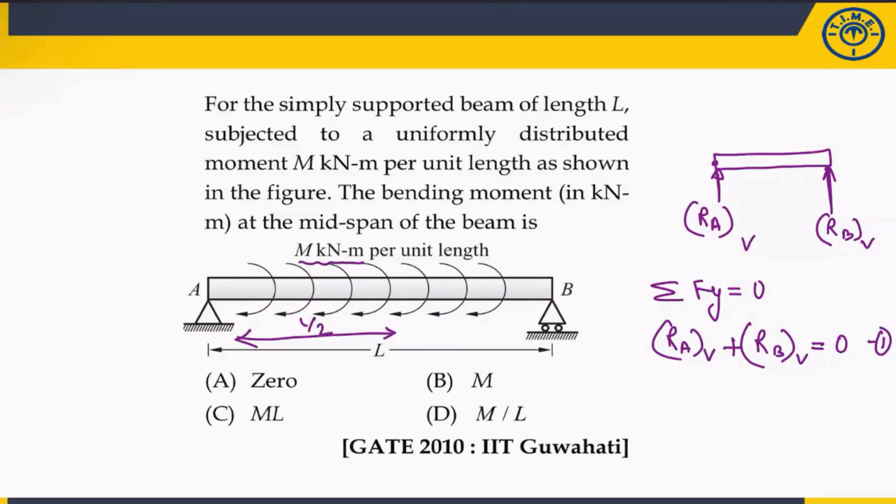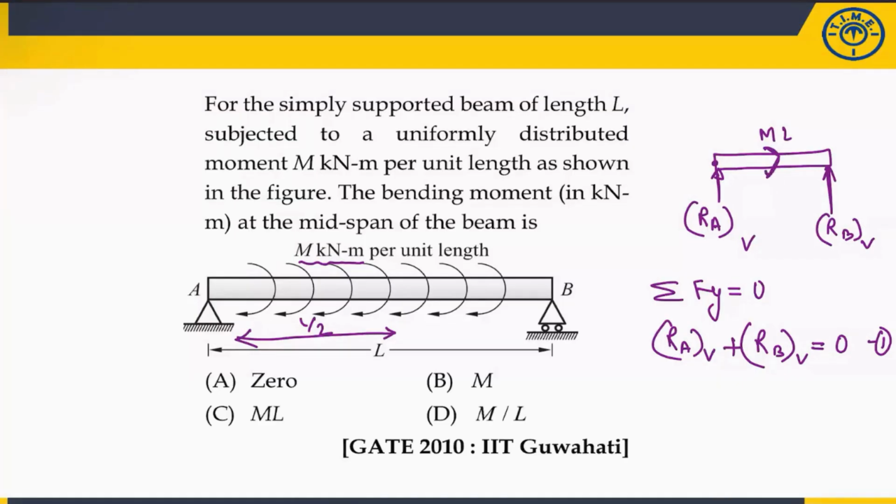But what is the total length of this beam? The total length of beam is L. So what will be the total moment? Total moment is m into L value. Yes or no? The total moment will be m into L, which will act at the center.